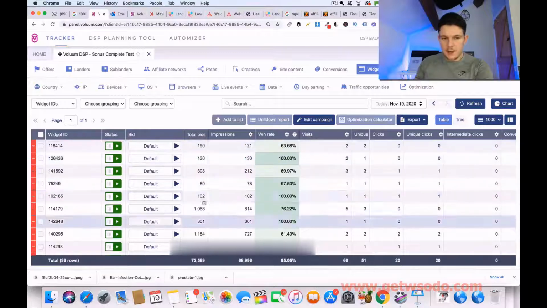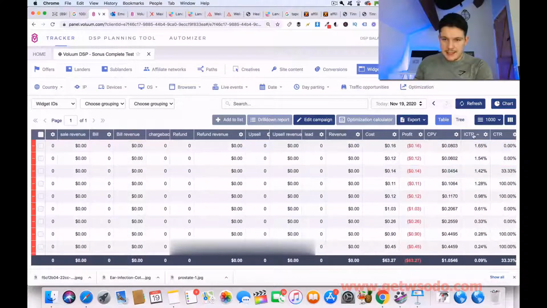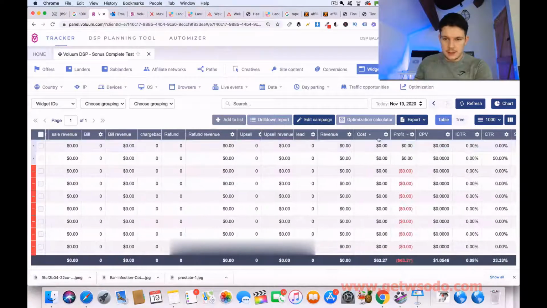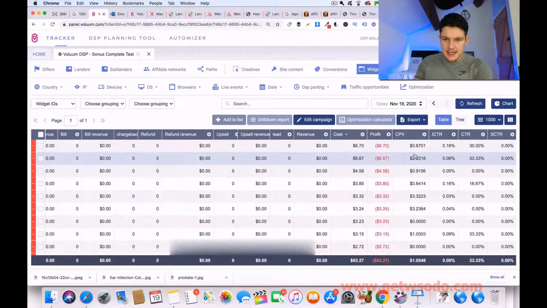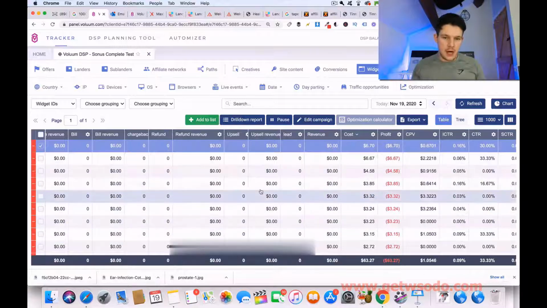So then you can see all of the widget IDs that are running this advert. I wouldn't change this to ICTR. What you'd usually do is change it to profit or cost actually. Let's change it to cost. And then you basically want to see if there's any placements which are overspending. Now obviously we need to wait until they've spent at least 1 times the amount of the payout, and the payout is around about $80. So we've got a long way to go here. I wouldn't be optimizing this yet, but I'm just showing you what I would be looking for.